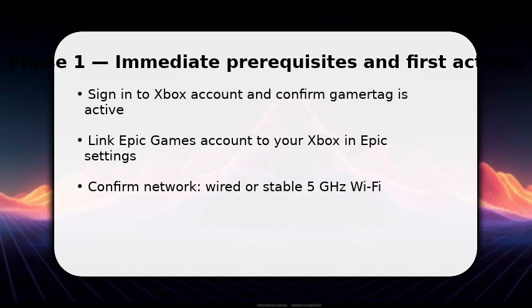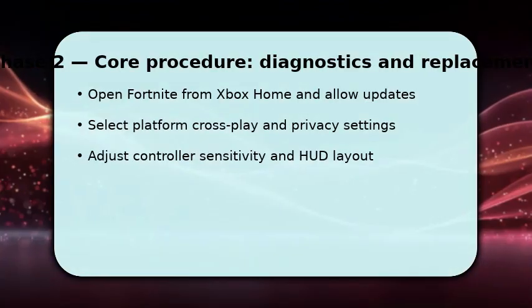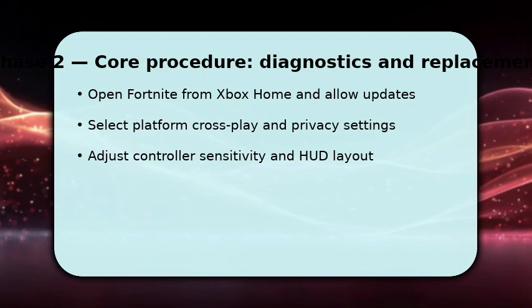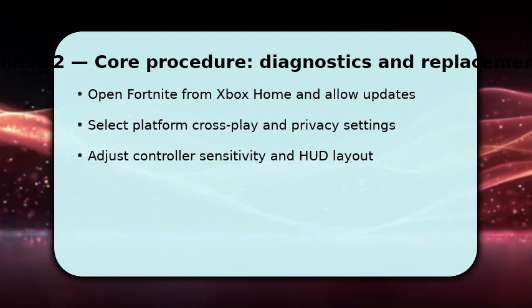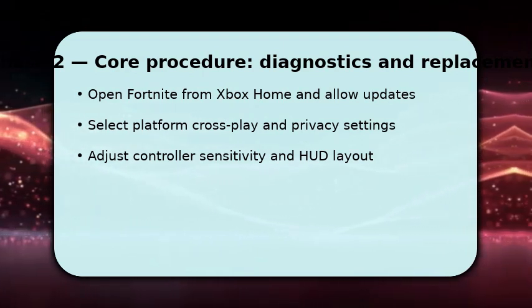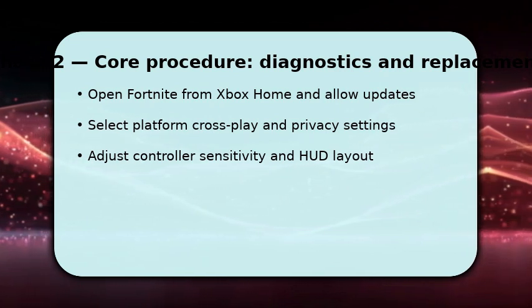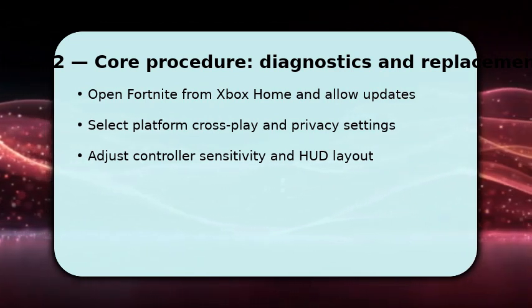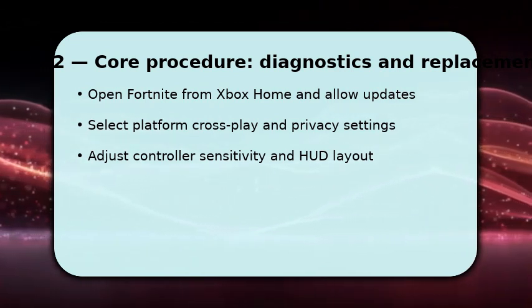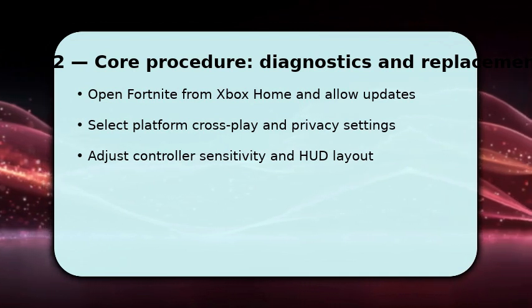Now open Fortnite and permit any pending updates. This ensures matchmaking and features align. Once the game loads, check your privacy and cross-play settings so friends on other platforms can find you. Next, choose the correct input, controller, not touch, and set controller sensitivity plus HUD layout for visibility.